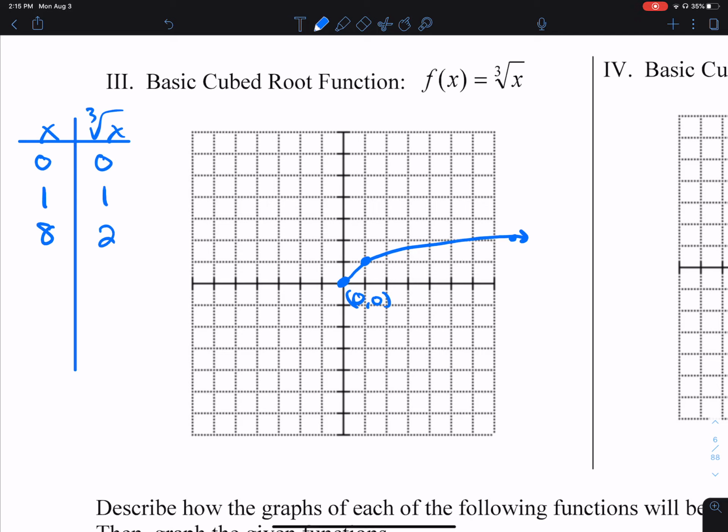And then if we were to go a negative style, the cubed root of negative 1 is negative 1. Cubed root of negative 8 is negative 2. So this is going to look something like this. That's the parent graph of a cubed root function.